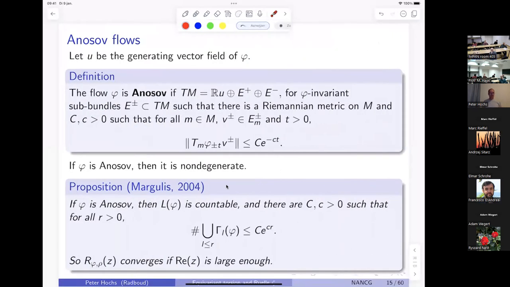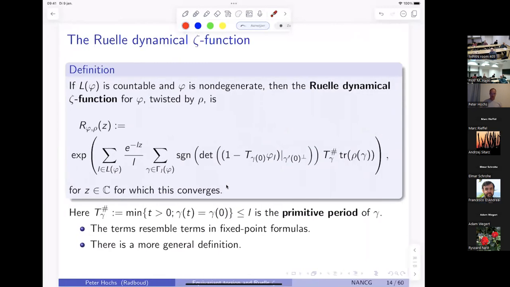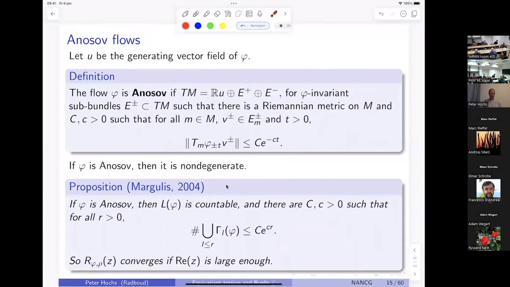To begin with, convergence. If you have an Anosov flow, then it follows that this length spectrum is countable, and also that the number of flow curves with period at most r grows at most exponentially in r. So if we take this whole sum, if this is big enough, we have a bunch of terms here. So this together is at most one. This is absolute value bounded, this is plus or minus one. So if there are at most exponentially many curves with a period up to R, then by taking this Z with very large real part, this will converge. So in the Anosov case, if you take the real part of Z large, you will at least get a convergent expression.